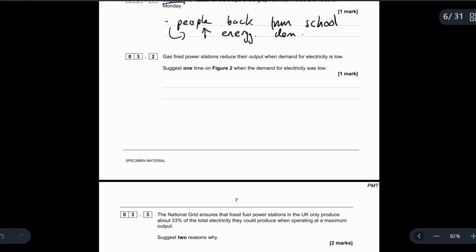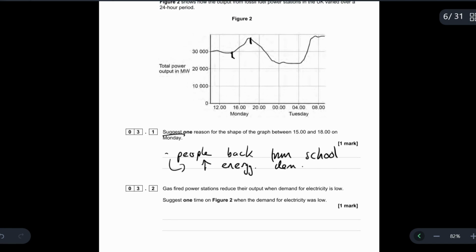Okay, 3.2. Gas-fired power stations reduce the output when demand for electricity is low. Suggest one time on figure 2 when the demand for electricity was low. So again, it's just a pretty simple question here. I'm going to look at when the demand for electricity was low. Well, they're kind of giving you the answer here: the output is going to be reduced when the demand is low. So whenever the output is low, the demand will be low.